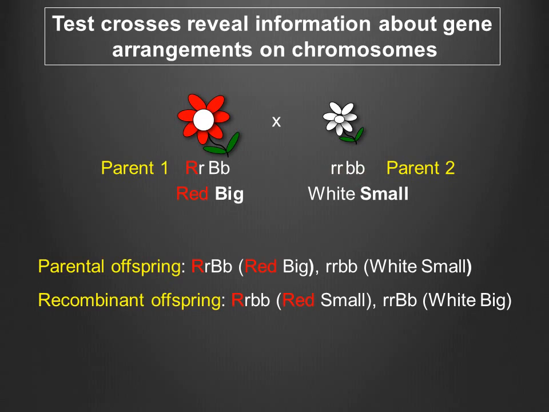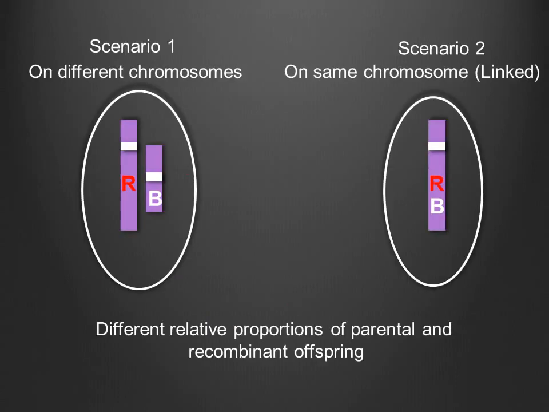The concept behind a test cross is really very simple. As we will see later, test crosses result in two kinds of offspring: parental and recombinant offspring. The chromosomal arrangement of two genes, that is, whether they are linked or not linked, determines the relative proportion of parental and recombinant offspring. Therefore, by looking at the relative proportion of parental and recombinant offspring produced by a test cross, one can determine the chromosomal arrangement of the two genes.